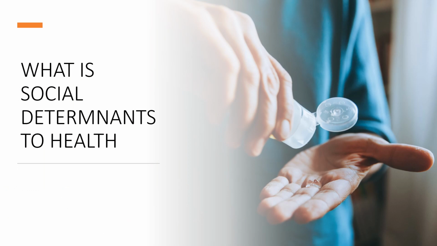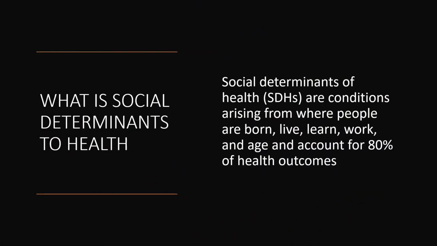What are social determinants of health? Social determinants of health are conditions arising from where people are born, live, learn, work, and age, and they account for 80% of health outcomes.